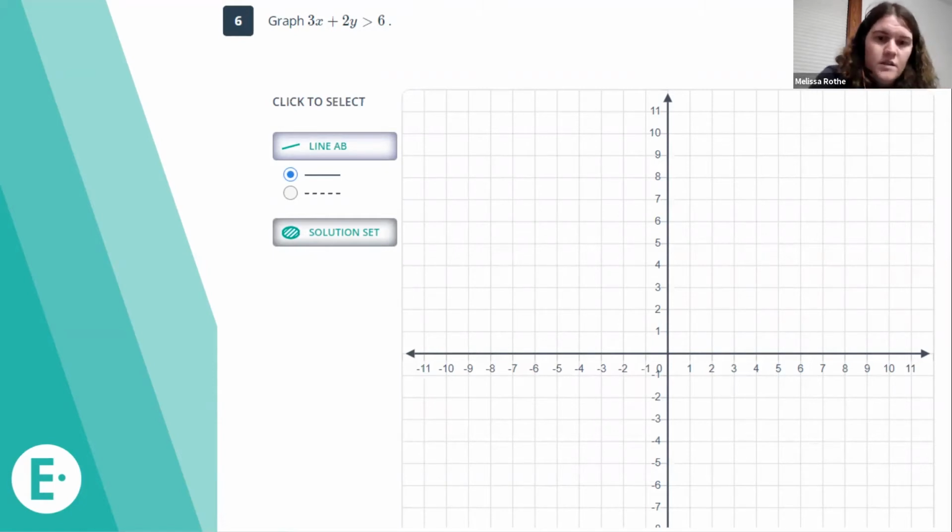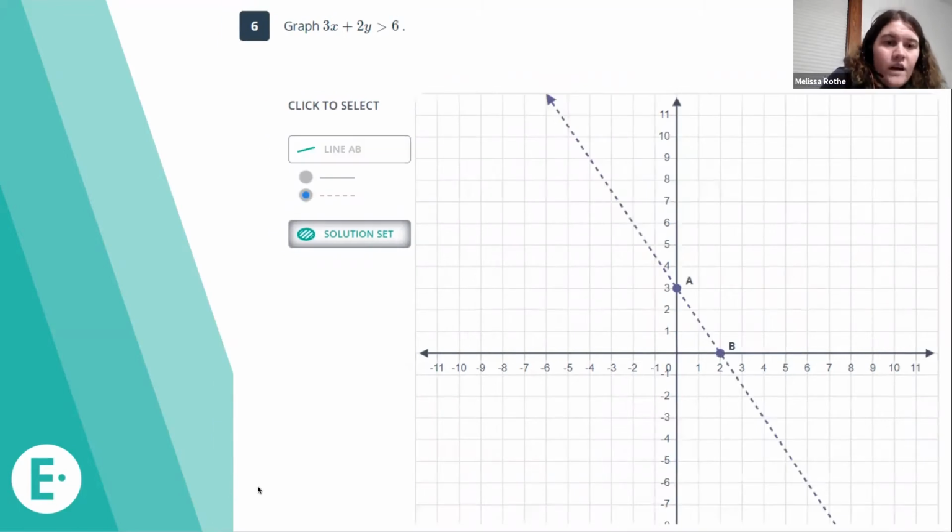And if you go to the next slide, they would graph that on the coordinate plane, and then they would have to decide where the solution set would be. And after they do that, they click on solution set and they click on the left or right hand side that they would like to be shaded.